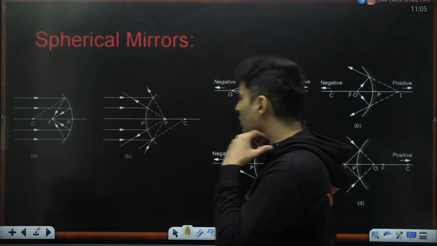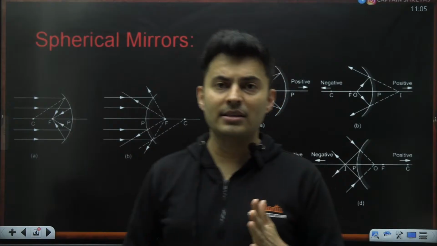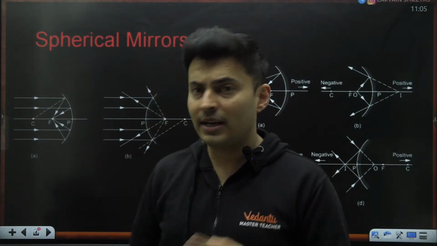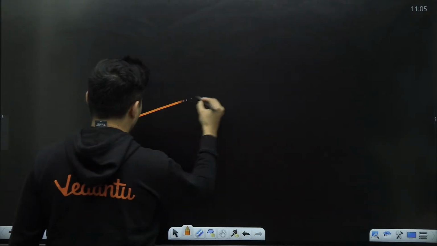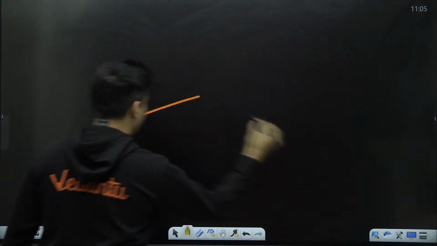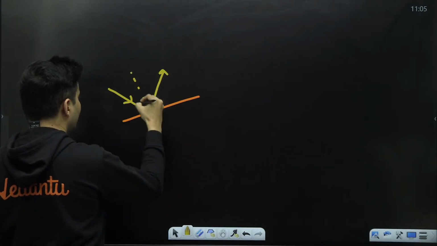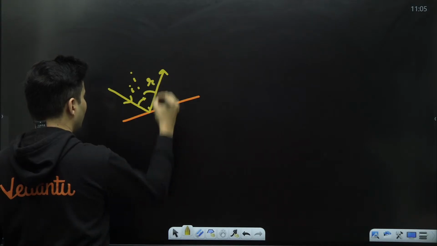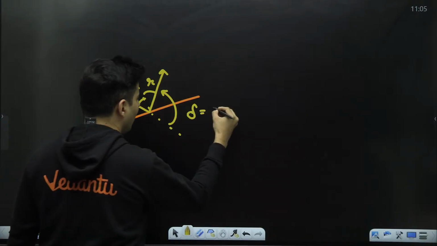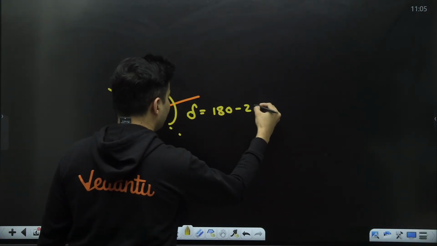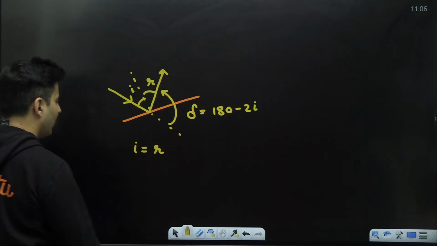Just to do a quick recap, reflection can occur at plane surfaces or curved surfaces. Whenever reflection occurs at a plane surface, we know that the light which is incident gets reflected such that the angle of incidence equals the angle of reflection, and the light is also deviated by 180 minus 2 times the angle of incidence. And of course, the angle of incidence is equal to the angle of reflection.